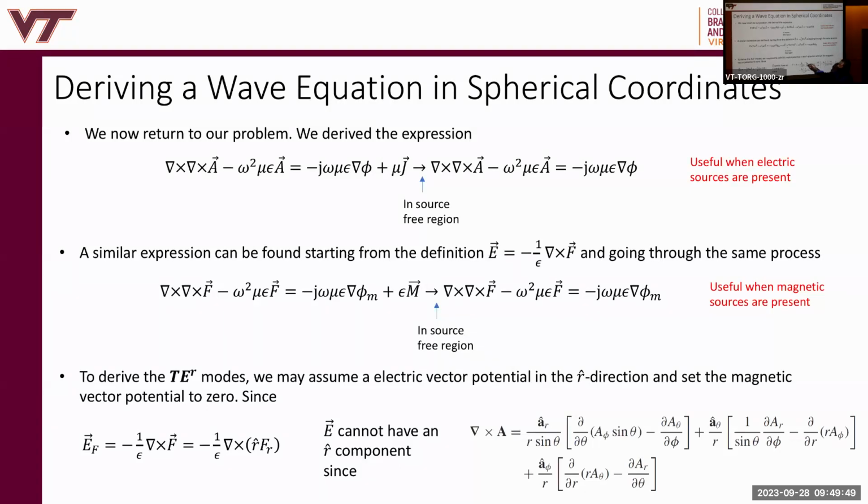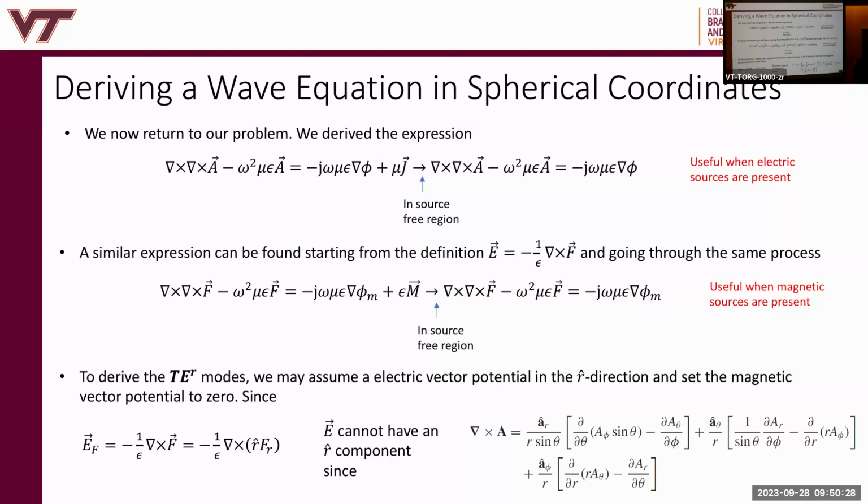Curl of curl of F minus omega squared mu epsilon F is, we have the gradient of some magnetic scalar potential due to magnetic sources and magnetic current density, right? Good. And you can derive the same equation for source-free media. So this is useful when we have magnetic sources present. If you have a magnetic source, then F and phi m become significant. And if you have electric sources, then A and phi become significant. All right? So how do we derive our modes using these equations?